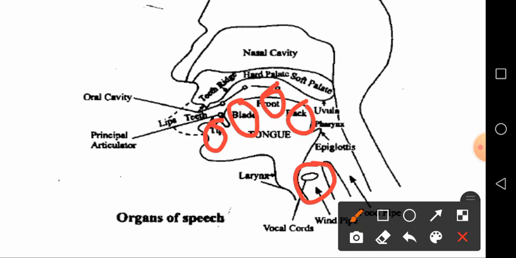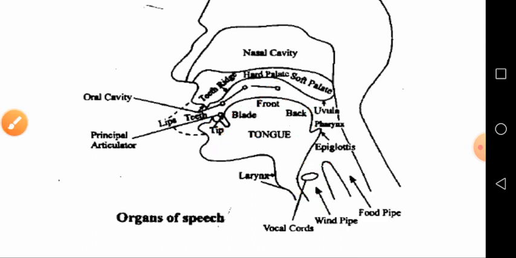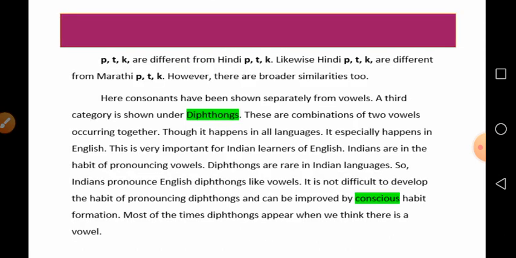Okay. So friends, this is a diagram of the organs of speech that we use when we speak a language, especially the mouth and nose, the oral cavity and nasal cavity. So we use the mouth and nose while pronouncing the words. Okay friends, that's it. Now let me continue.